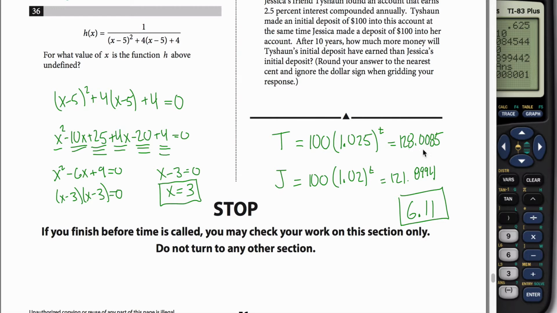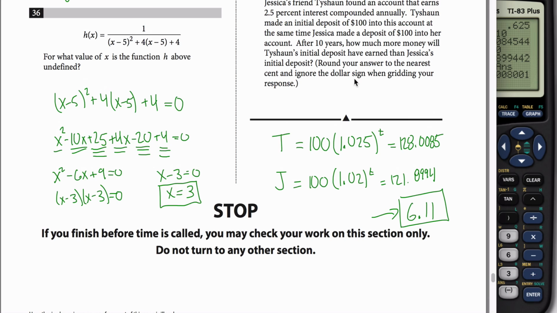Be careful rounding these answers. If you round these answers too early, sometimes the difference in rounded answers could be different than the rounding of the difference. So I like to not round or round very little until the very end and then round your final answer. But in this one, it would work out that you could round earlier to the nearest penny and then subtract, and you'd still get $6.11, which is the amount of extra money Tyshawn has versus Jessica after 10 years. And that's the end of this. So I'll end this video here.